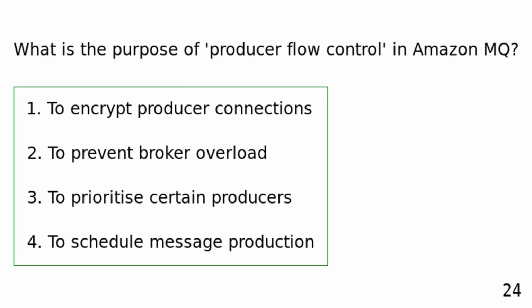What is the purpose of producer flow control in Amazon MQ? To encrypt producer connections. To prevent broker overload. To prioritize certain producers. To schedule message production.